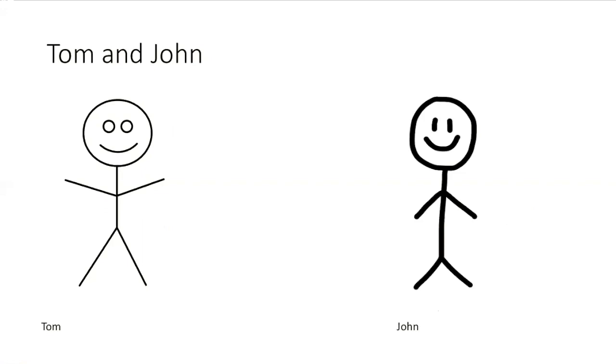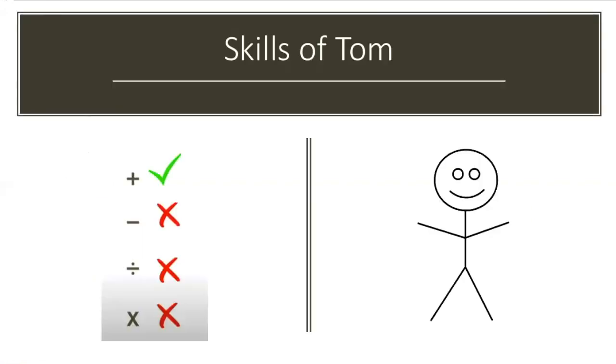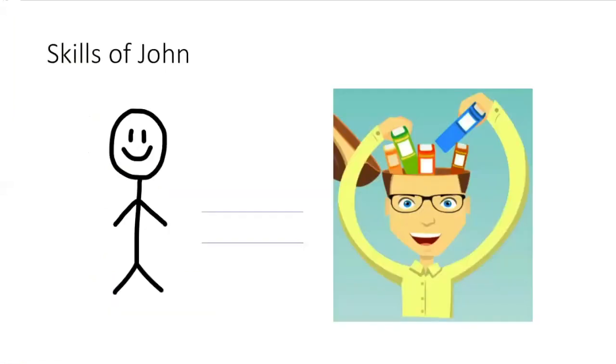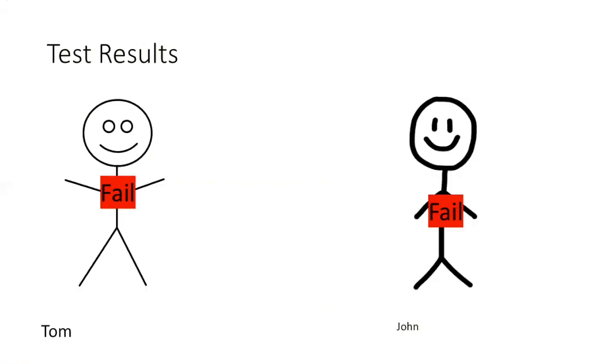There are two kids, Tom and John. They both are preparing for a math test, but they prepare differently. In particular, Tom only learns addition and skips subtraction, multiplication, and division. On the other hand, John just memorizes each question in a textbook. At the time of the test, both of the kids fail.